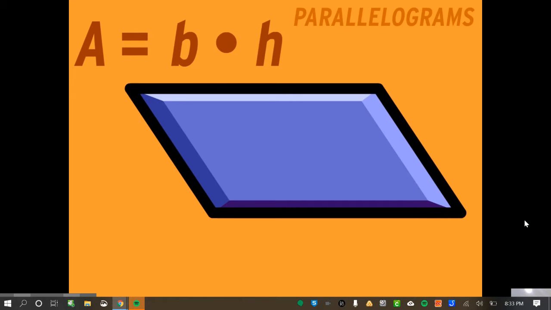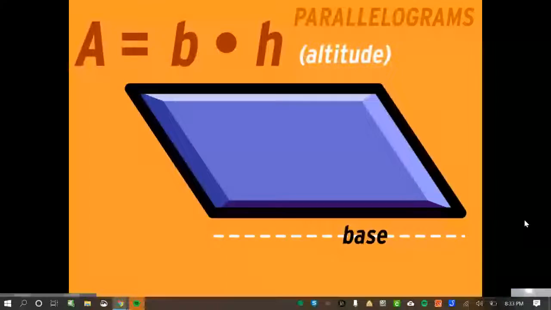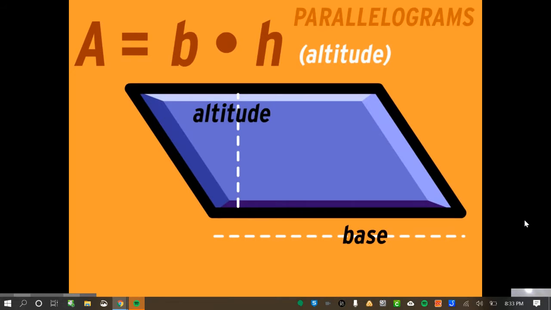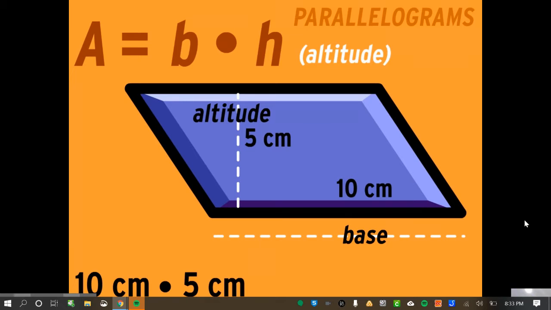The area of a parallelogram is also found by multiplying its base by its height, but there's a little twist. The base of a parallelogram is the same as the rectangle's, but the height is the length of the altitude, not one of the sides. To find the altitude, we draw a line perpendicular to the base to the highest point on the shape. The altitude of our parallelogram measures 5 centimeters, so the area of the parallelogram is 50 square centimeters, just like the rectangle.